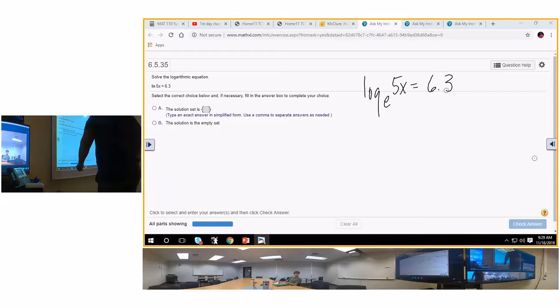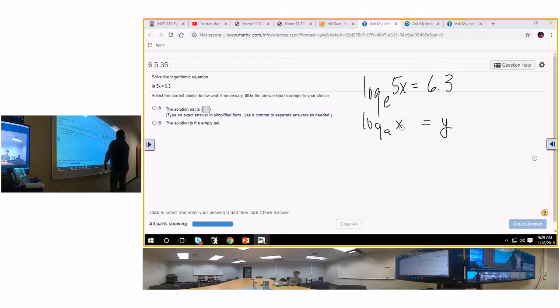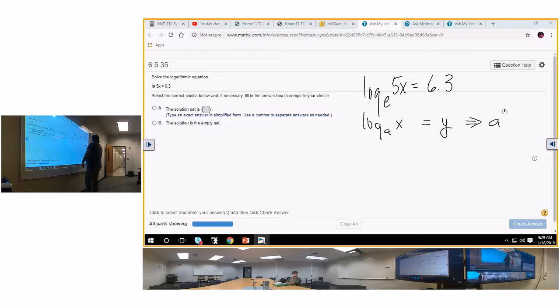Definition of a logarithm. Y equal to log base A of x yields A to the Y is equal to X.